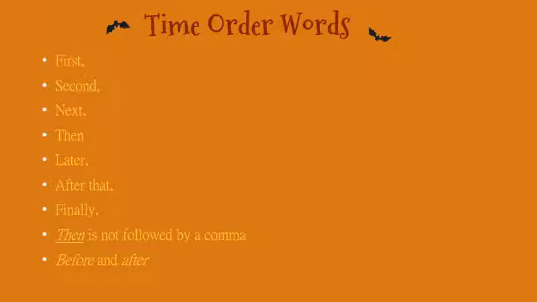To help you have a well-organized process paragraph, it's necessary to use time order words, and the time order words especially used here in the process paragraph are first, second, next, then, later, after that, finally, before. You can use more words, like finally, last but not least. And if you notice, all the time order words are followed with a comma except then, which is not followed by a comma.